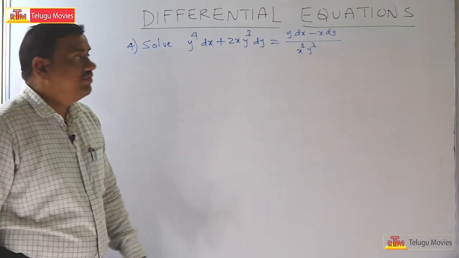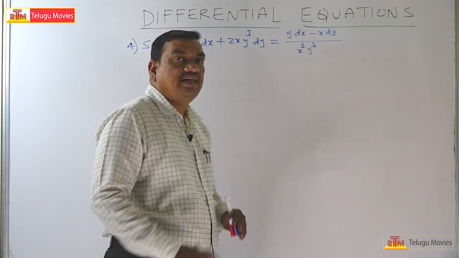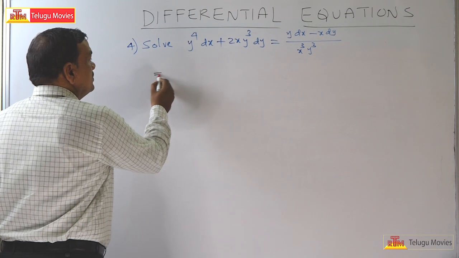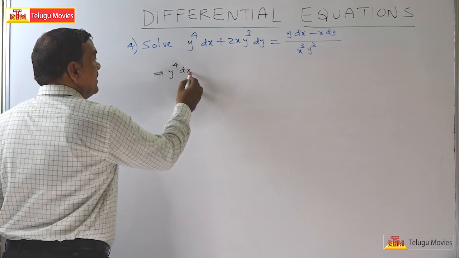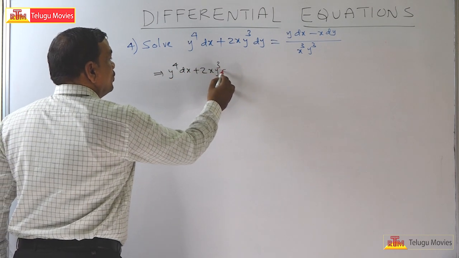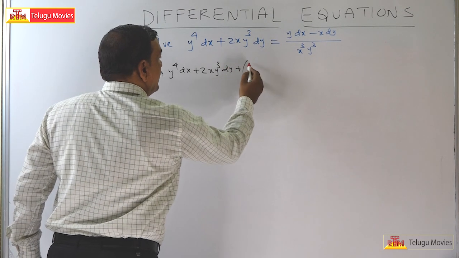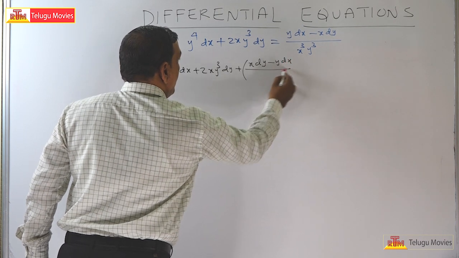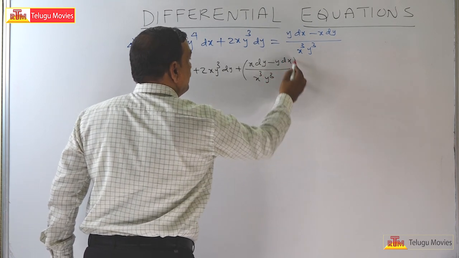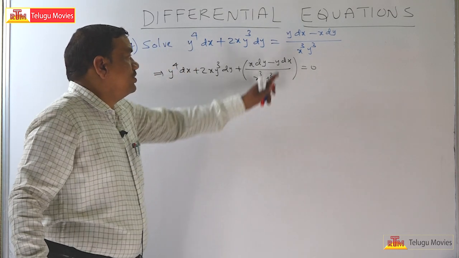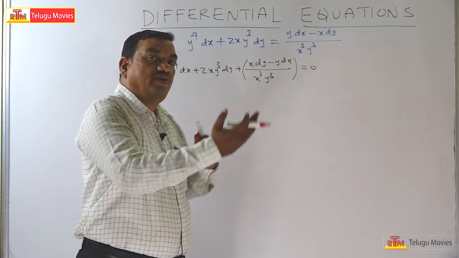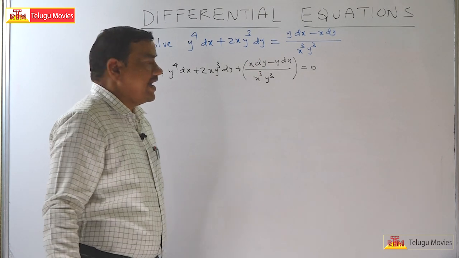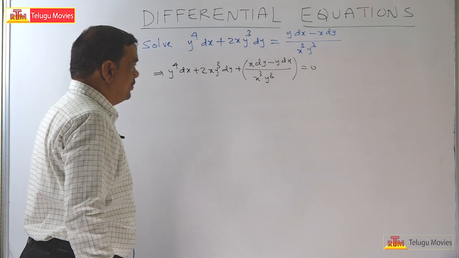The first thing I will do now is take the right hand side terms to the left hand side. So, what happens, you see here? This is y power 4 dx plus 2x y cube dy plus, I will write this as (x dy minus y dx) upon x cube y cube is equal to 0. So, this was y dx minus x dy, and when I am taking it to the left hand side, this is x dy minus y dx by x cube y cube is equal to 0.